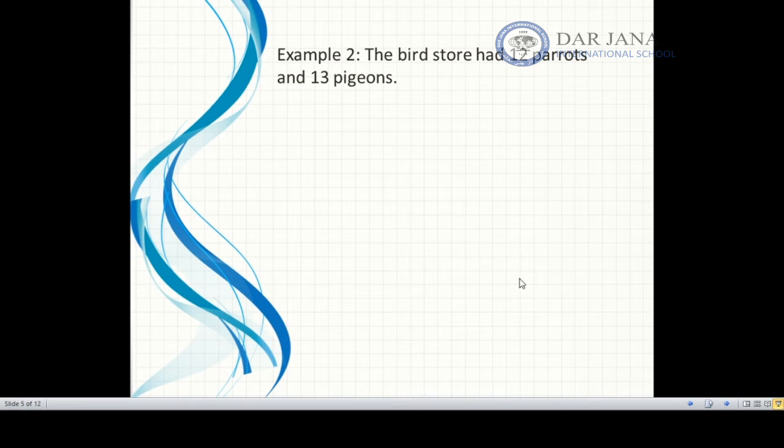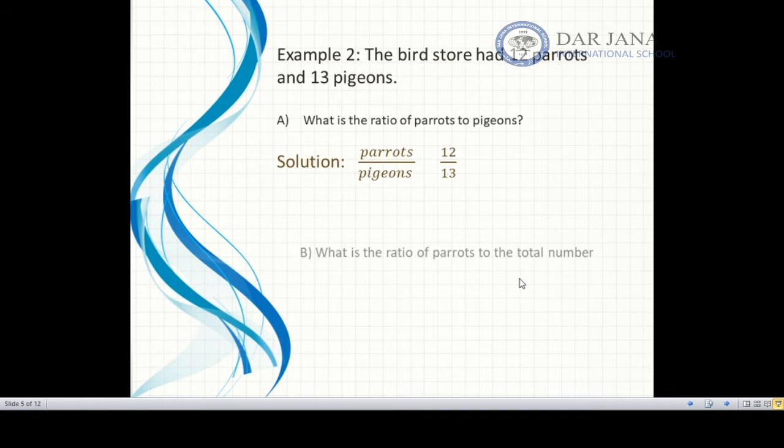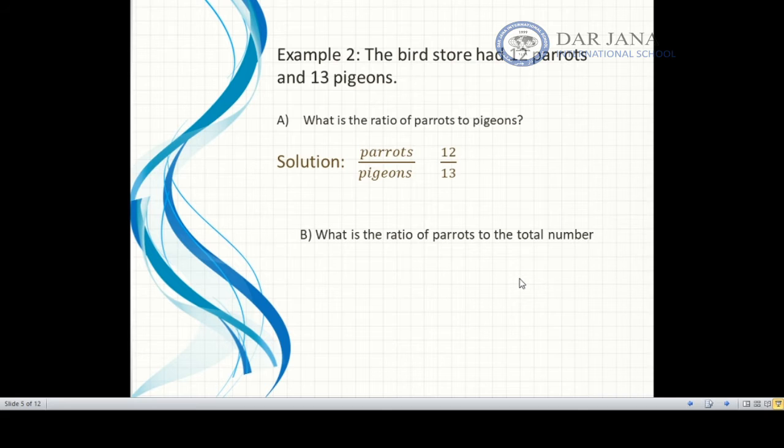The bird store has 12 parrots and 13 pigeons. How would you write that? What is the ratio of parrots to pigeons? The parrots is in the numerator and pigeons in the denominator. That's 12 over 13. What is the ratio of parrots to the total number of birds? That is a pretty common way these questions are asked.